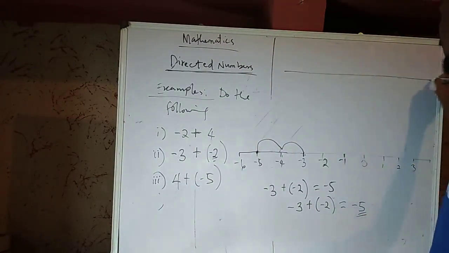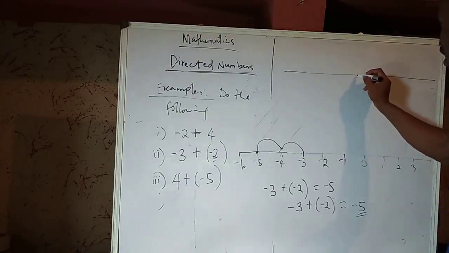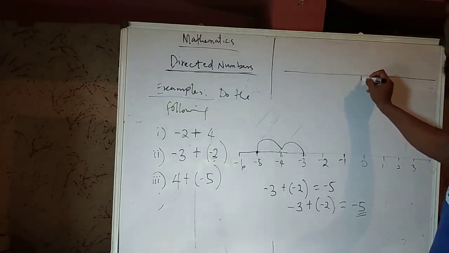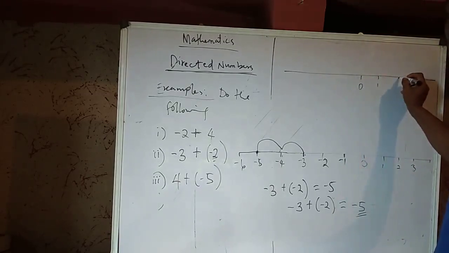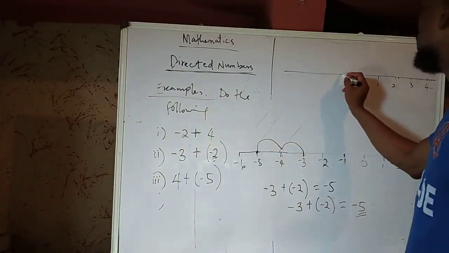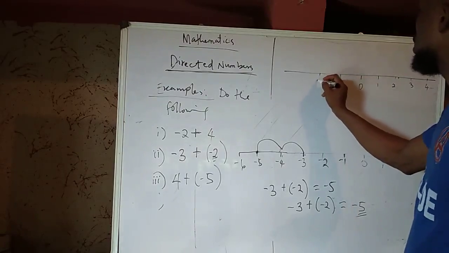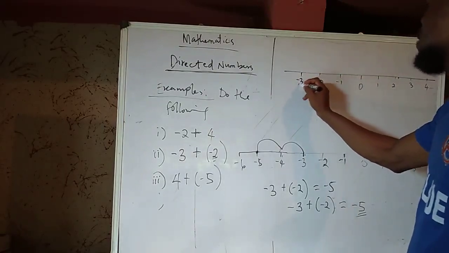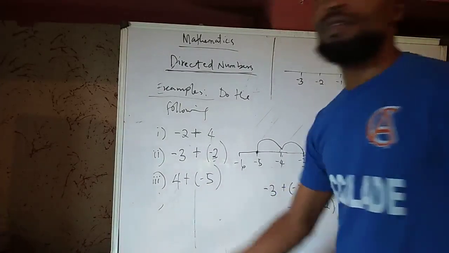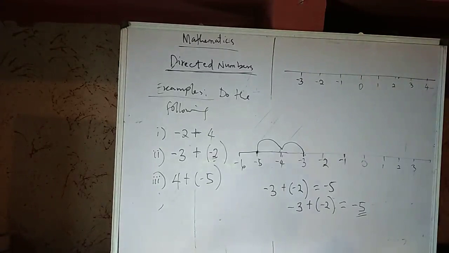Okay, so look at it now. 4 plus minus 5. I'm going to get 0 here. I'll get 1, 2, 3, and 4. Hope you can see that. And to the left side, I have minus 1, minus 2, and minus 3. And then they said I should add minus 5 to it.